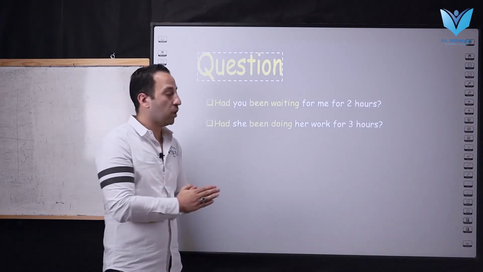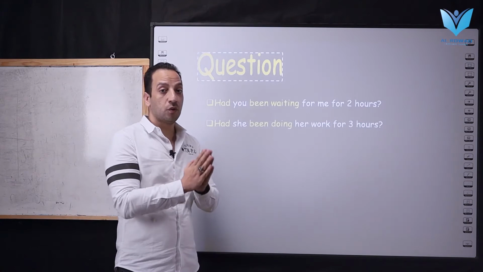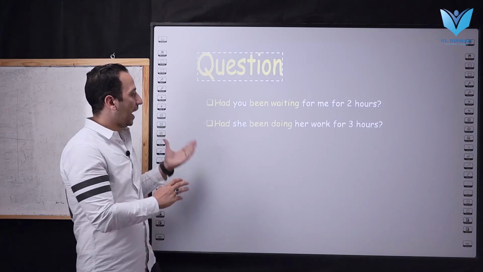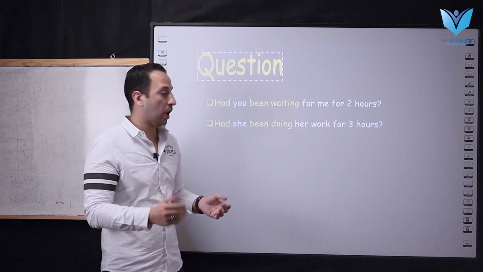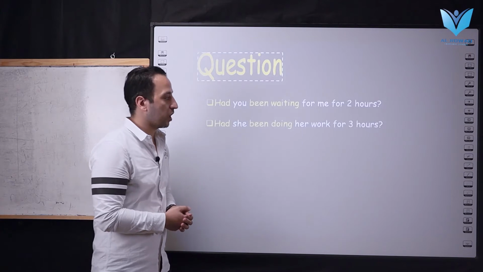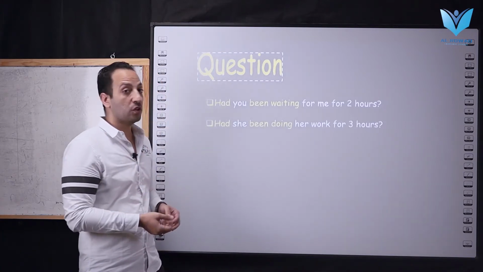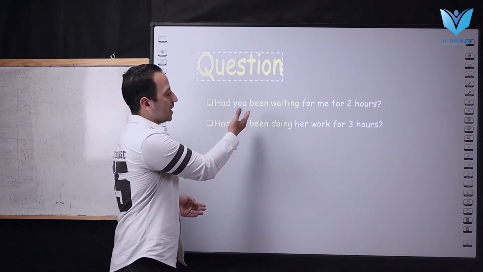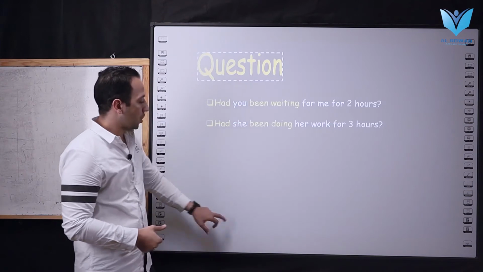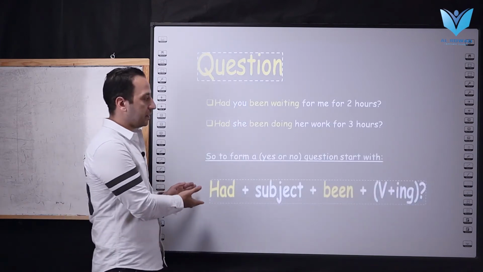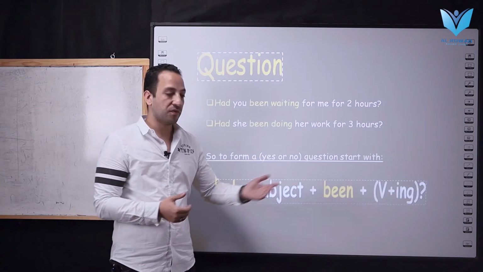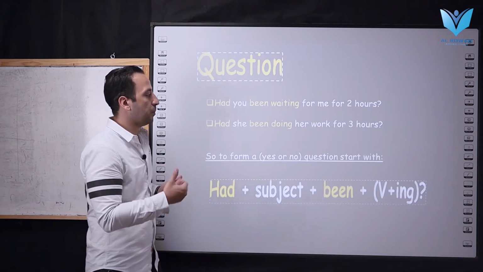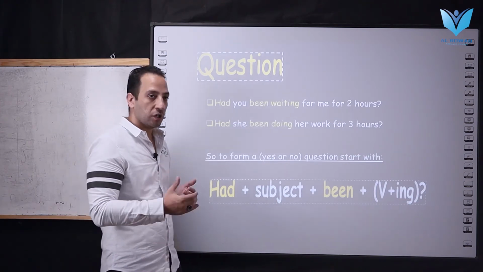After that, the question. How can I make a question in past perfect continuous? Yes or no question at first. Look at this question. Had you been waiting for me for 2 hours? Had she been doing her work for 3 hours? Here I started with what? With had. After had, I put the subject. And after that, been plus verb plus ing. So the question here would be like that: had plus subject plus been plus verb ing. Like here, had you been waiting? And here, had she been doing? The answer will be yes or no.